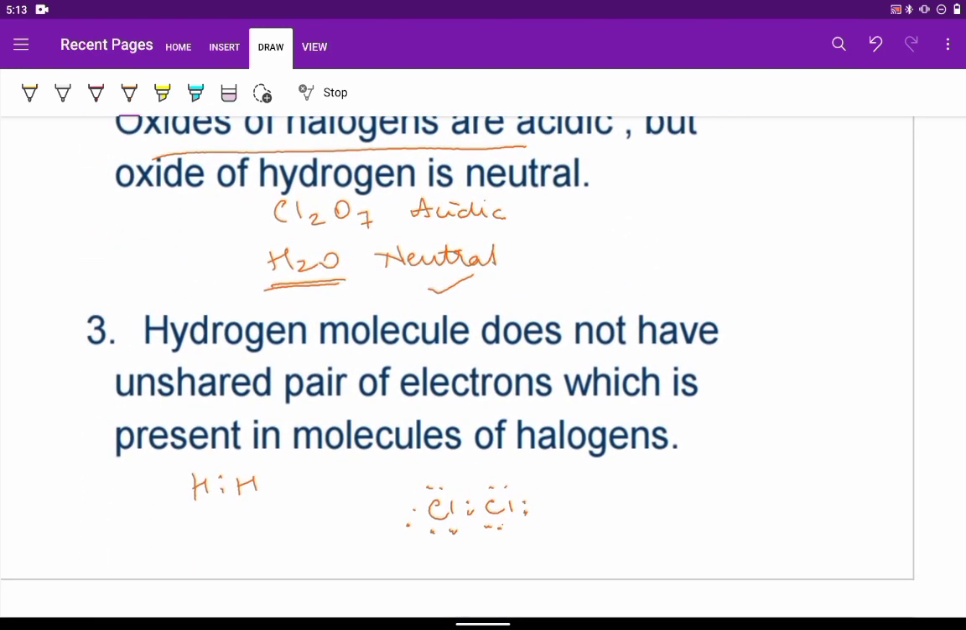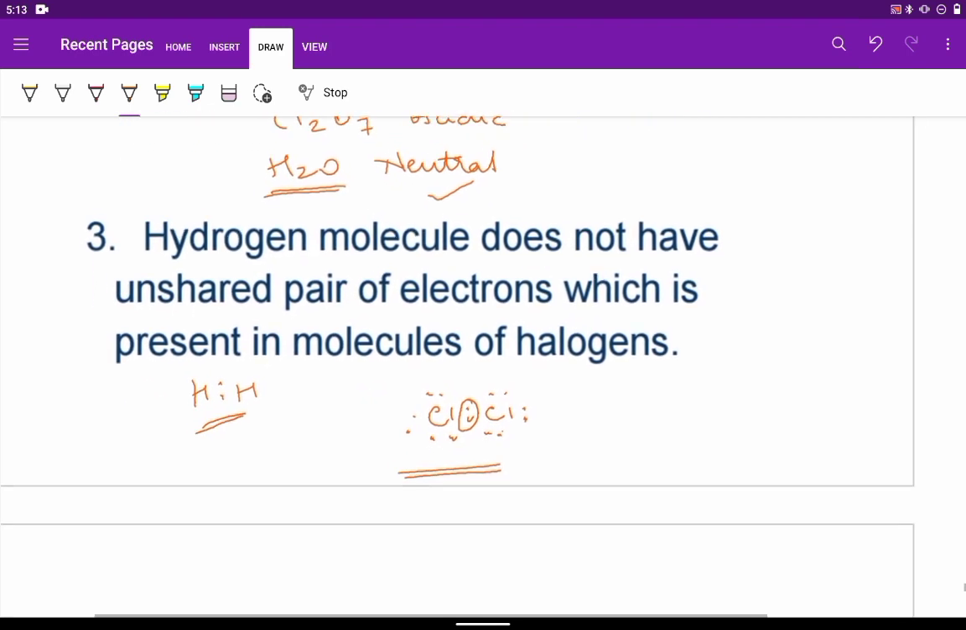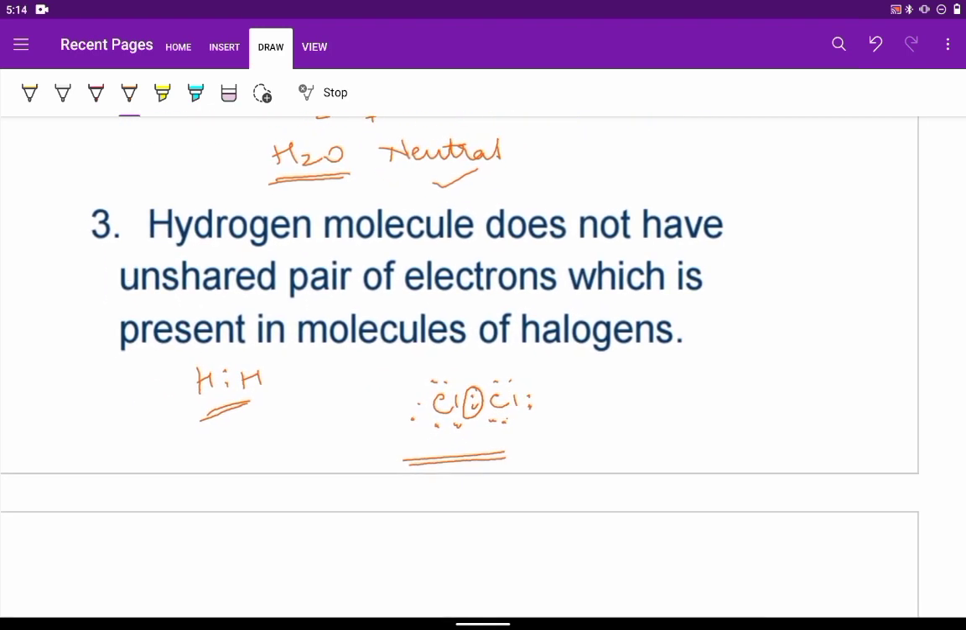When hydrogen forms molecule, it does so by sharing the electrons. Both the atoms share 1 electron each and we get a hydrogen molecule. But here the hydrogen atom does not have any unshared pair of electron. There is no lone pair. Whereas if we consider chlorine molecule, there is a shared pair of electron. Other than that, both the chlorine atoms, each of them are having 3 lone pairs also that are unshared. These lone pairs are absent in hydrogen molecule. So this is also a point of difference. So I think you all could understand the points I discussed today.